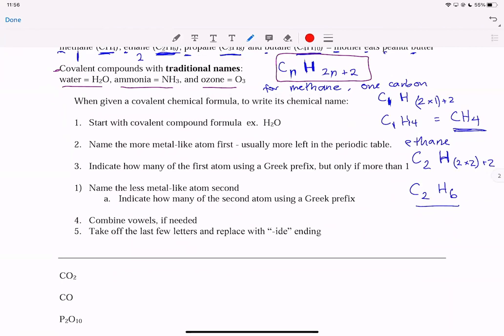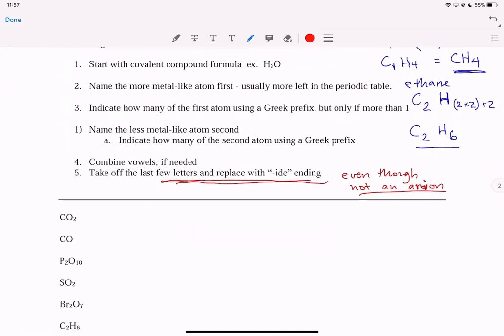So you have one last bit, which is kind of similar to the ionic compounds, is that even though these are not ions, for the second element, you take off the last few letters of the name and you replace with an IDE ending. And this is even though it's not an anion. This is basically a rule for all compounds that have 2 elements in them. They're called binary compounds, whether it's an ionic compound or covalent compound, when there are 2 types of elements in there, it's called a binary compound, and you take off the last few letters and replace with IDE. So we'll do that in this one too.